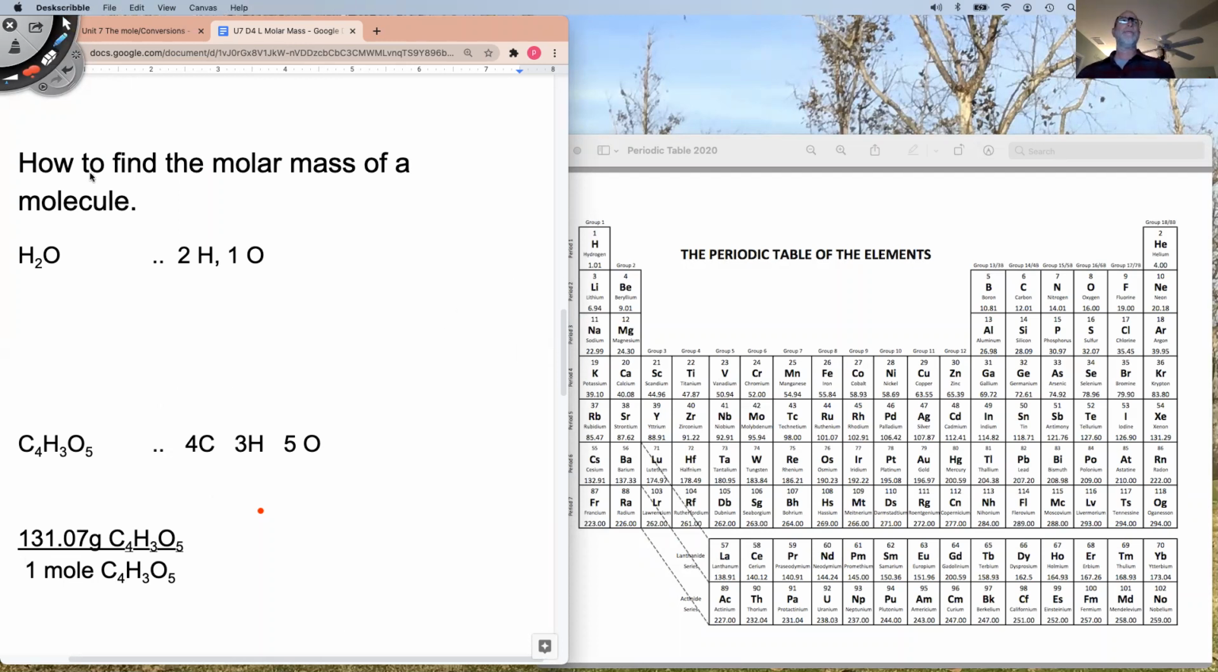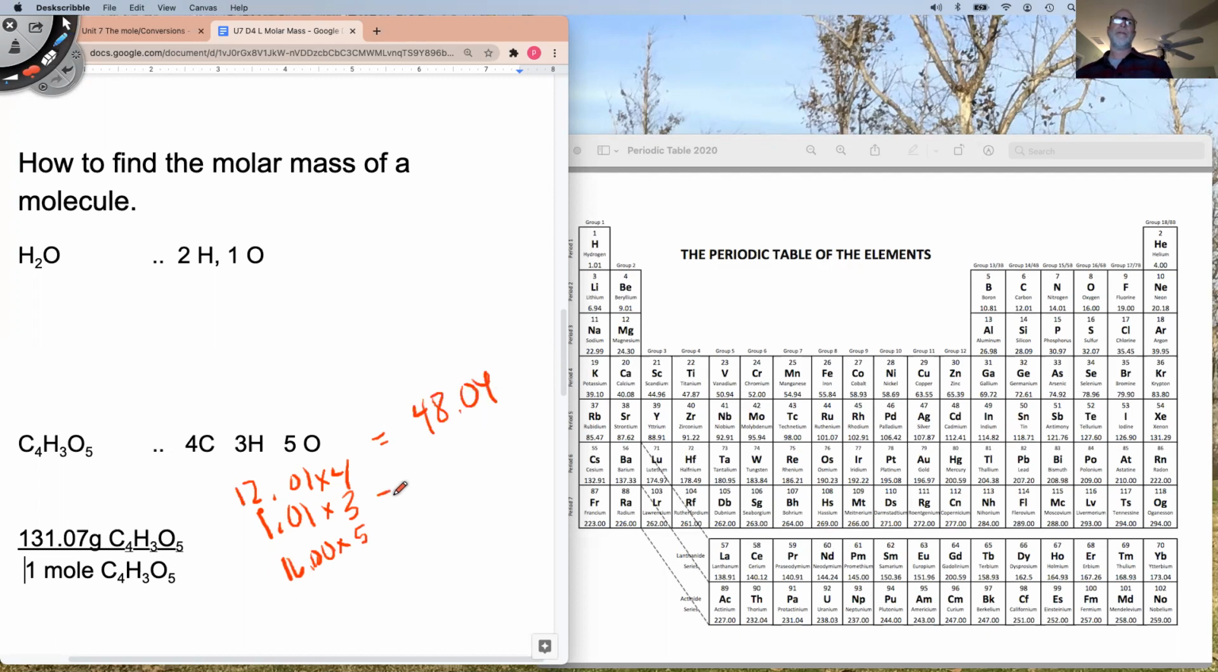You would say you have, in this case, 4 times 12, so you'd have 12.01 times 4. Let me do it this way for you. Then you have 3 hydrogens, which is going to be 1.01 times 3. And then you have 5 oxygens, which is going to be 16.00 times 5.